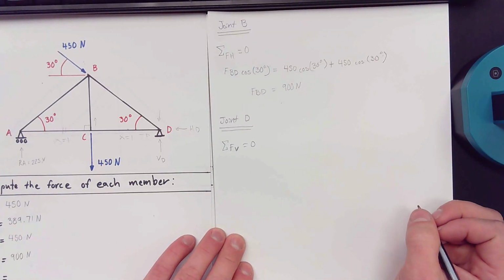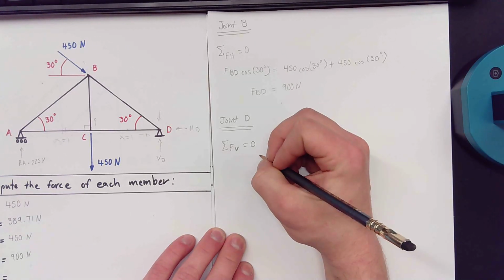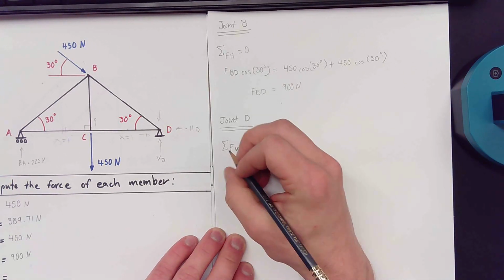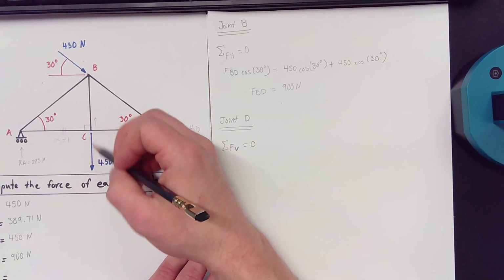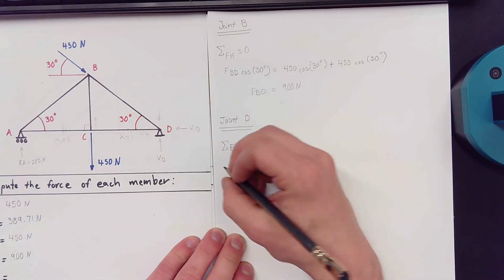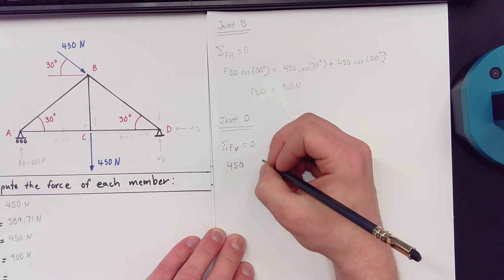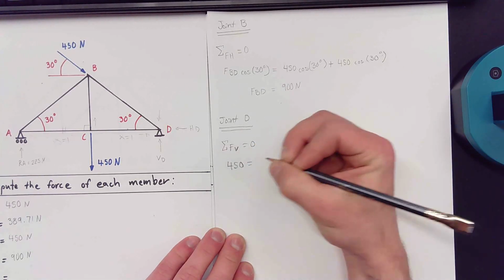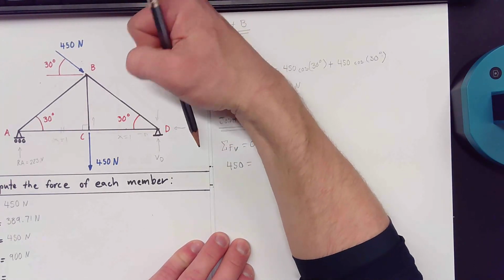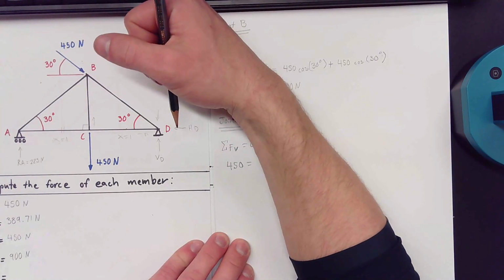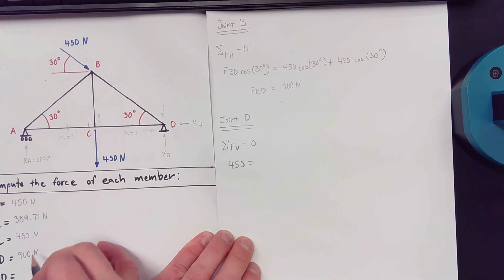So we know that we have 450 newtons working in the vertical direction. So we're going to do 450 is equal to, so we've got the force acting on BD, which we know that member is 900 newtons. BD, 900 newtons.